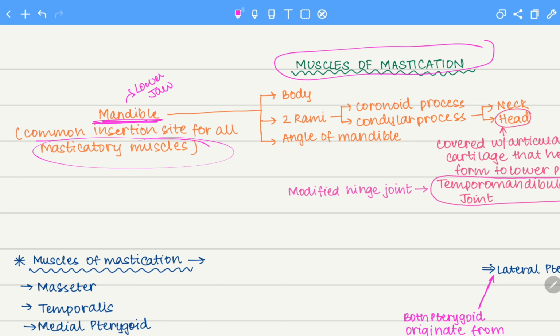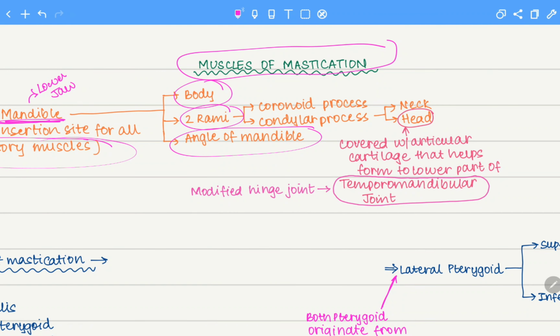The mandible can be divided into three parts. One is the body of the mandible. The second one is the two rami of the mandible. And the third is the angle of the mandible. Now the two rami of the mandible can further be classified into the coronoid process and the condylar process. The coronoid process is present at the anterior portion, just like the coronoid process is present anteriorly in the ulna. Similarly, even in the mandible, the coronoid process is present anteriorly, while the condylar process is present posteriorly.